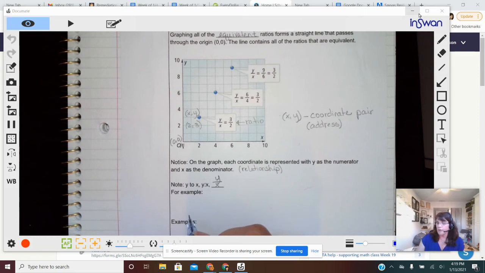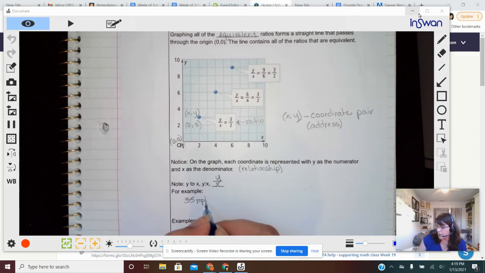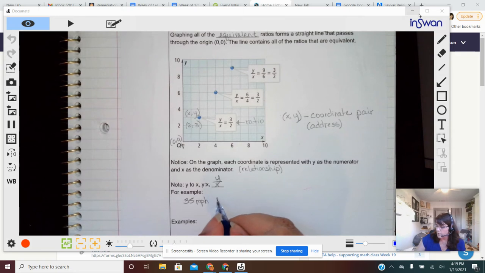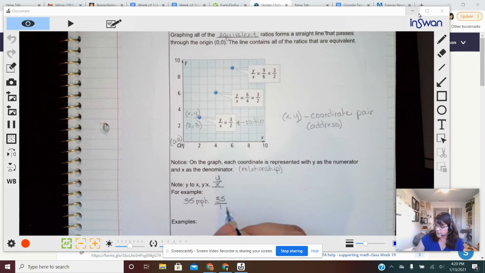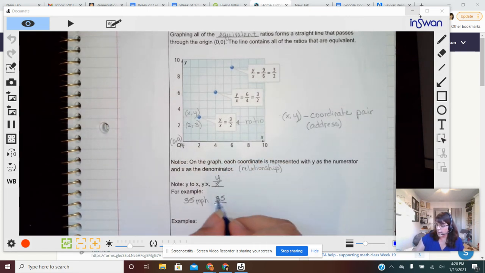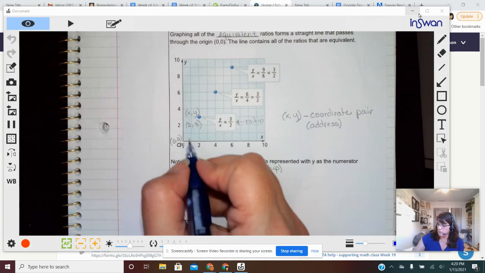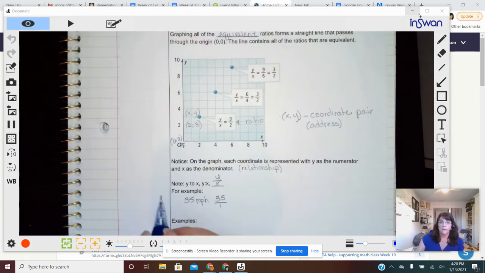So for example, if I wanted to write 35 miles per hour, 35 over 1 is my ratio or rate, 35 miles per 1 hour. And if I went to make a graph that included that, I would put hours in the X position, and I would put miles in the Y position.